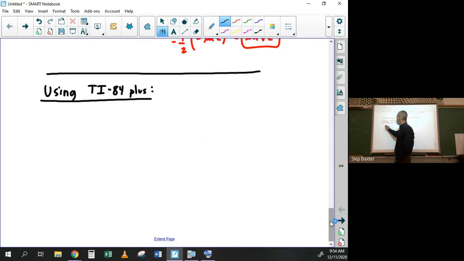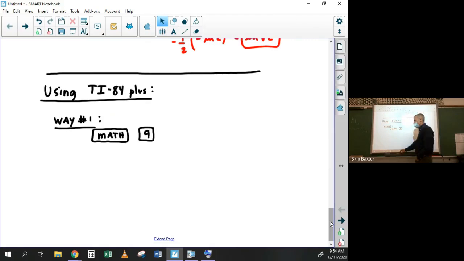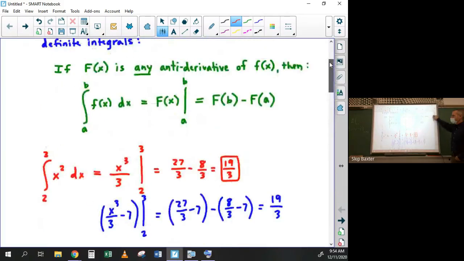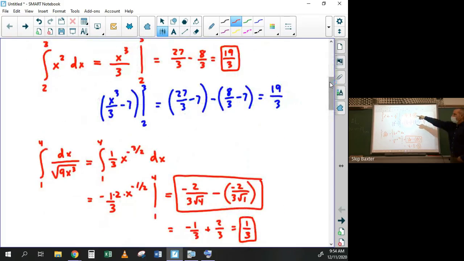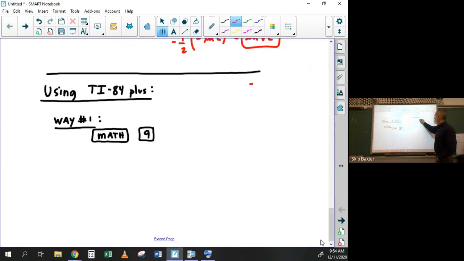The first way, number one, is you just press the Math button, and then number 9, okay? So for example, let's do one that we've already done just to save a little time. Let's say I wanted to do the first one, the integral from 2 to 3 of x squared dx, and the answer was 19/3, right?